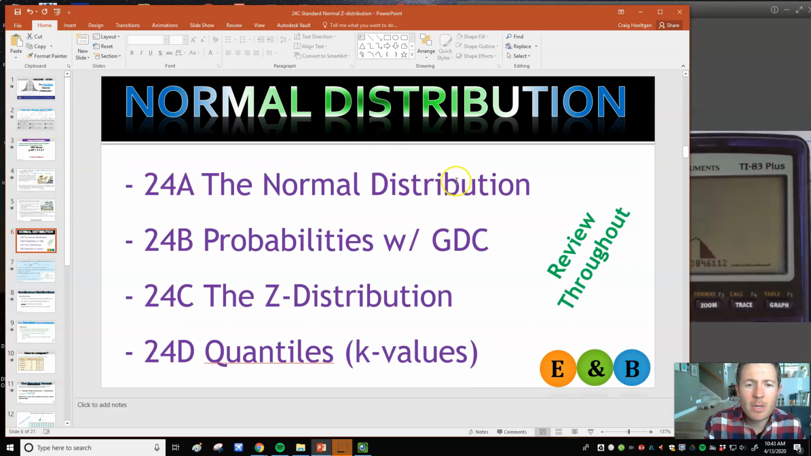Okay, so last time we did the normal distribution, which is just these nice bell curves. Then we started looking at how to do these with our calculators for values that aren't right nicely on the standard deviations. Now we're looking at something called the z-distribution.